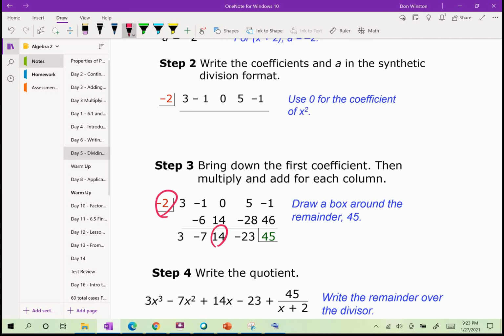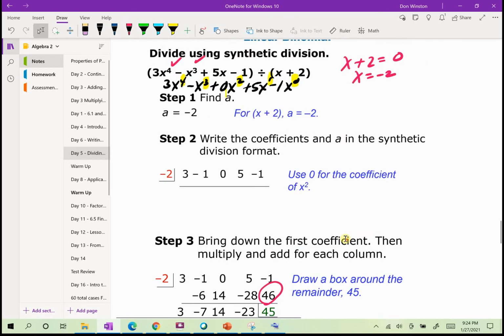You multiply again. Negative 2 times 14 gives you negative 28. You add 5 plus negative 28 gives you negative 23. You multiply again. Negative 2 times negative 23 gives you 46. And then negative 1 plus 46 gives you 45.